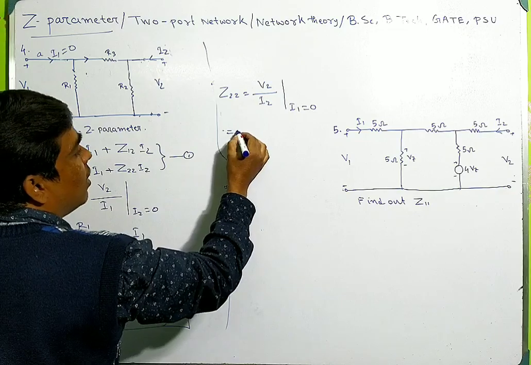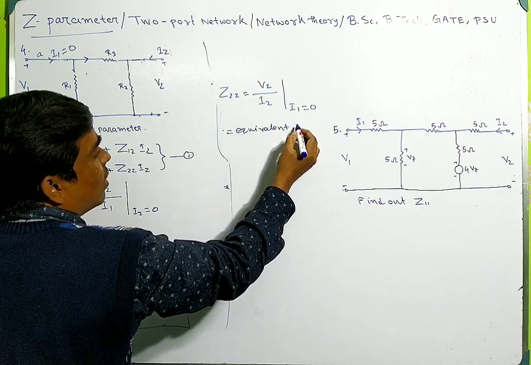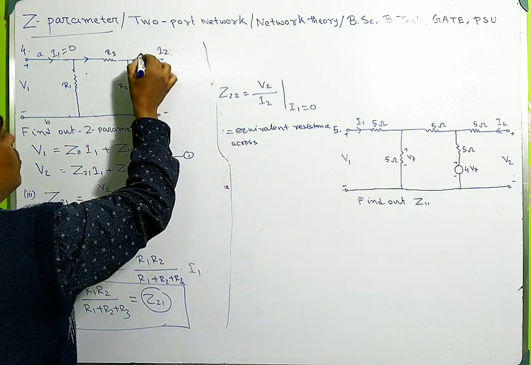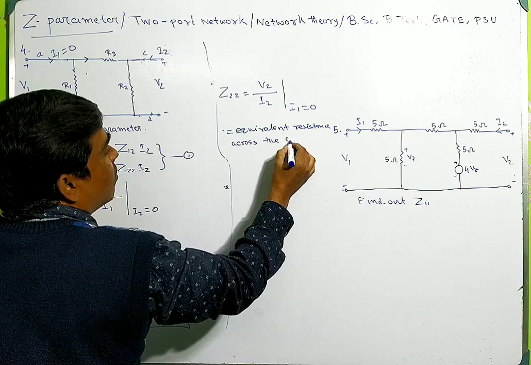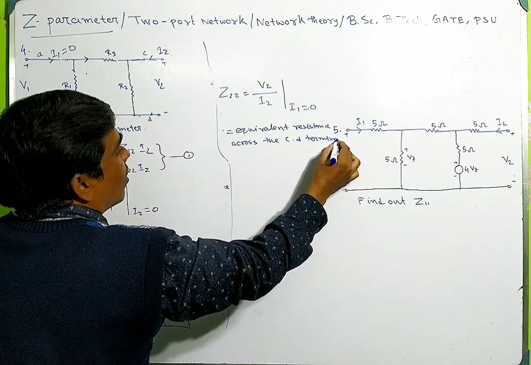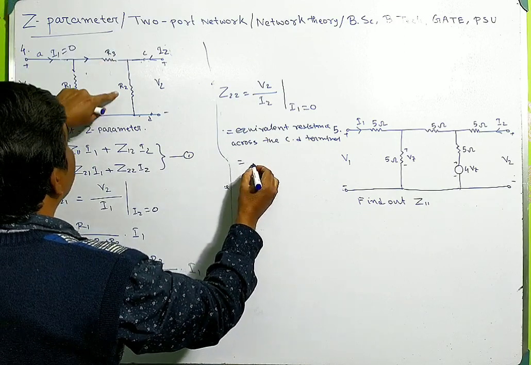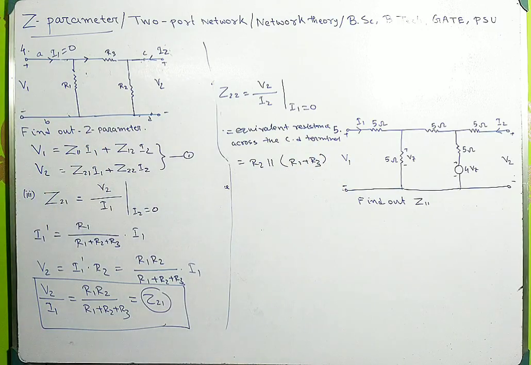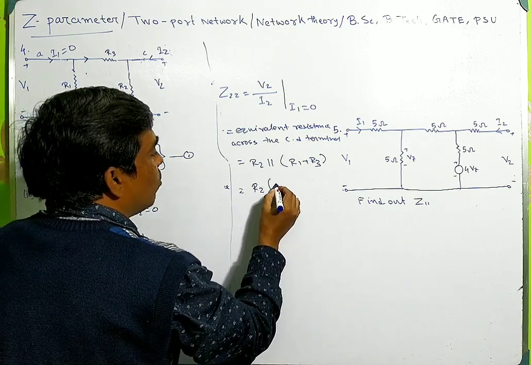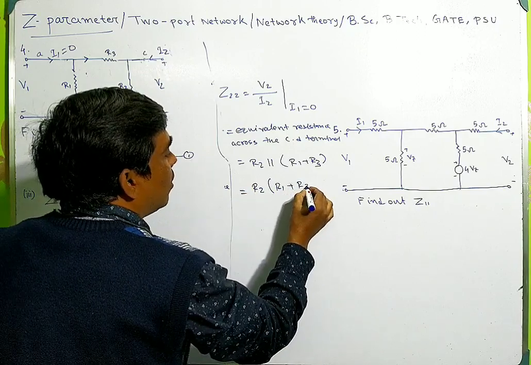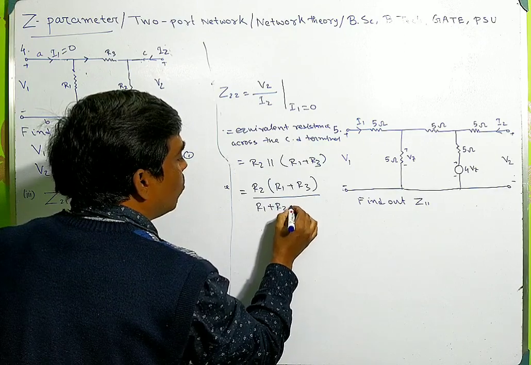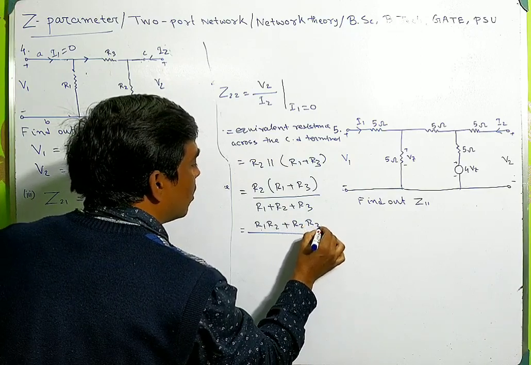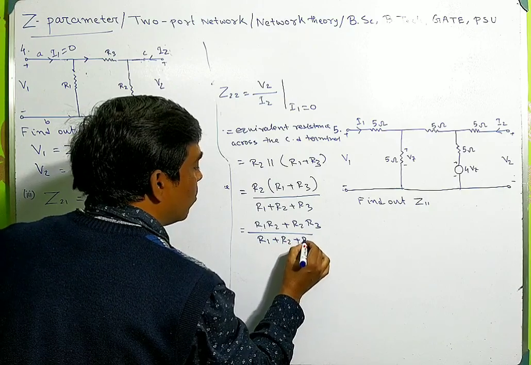So it is nothing but the equivalent resistance across, suppose, C and D terminals. The equivalent resistance is given by R2 parallel with R1 plus R3. So it will be R2 into R1 plus R3, divided by R1 plus R2 plus R3.